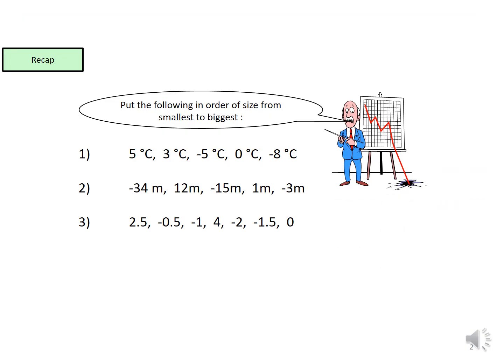Now, to start off with, we're going to recap basically ordering numbers, and these numbers obviously include decimals and negatives. So what I want you to do is pause the video now, have a go at all three questions and put them in order from smallest to biggest. So pause the video now and have a go.